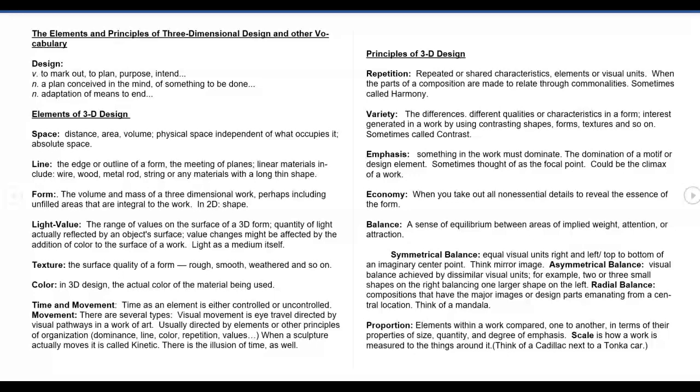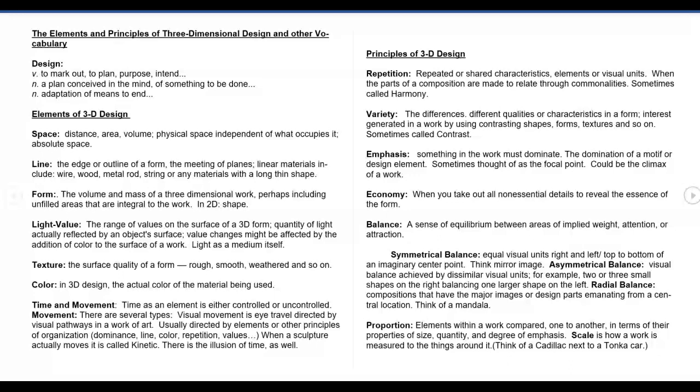Hello, class. I think it's about time that we introduced you to a big part of this class, which is a listing of the elements and the principles.